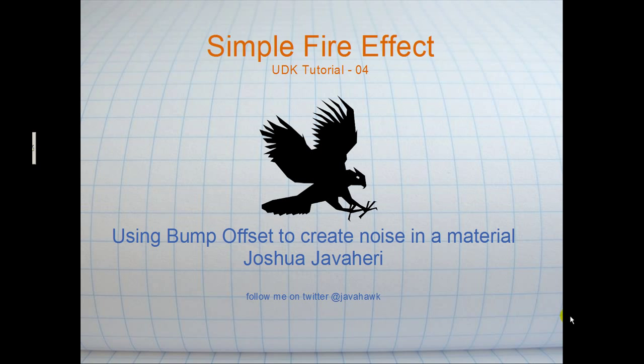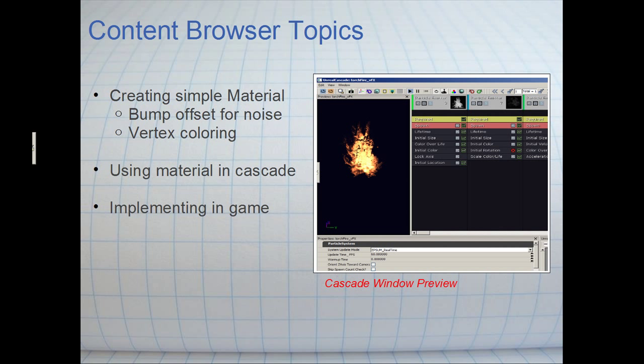Today we're going to talk about using bump offset to create noise in a material to create a simple fire effect. We're going to use two texture samples in the material, and we're going to use vertex coloring to colorize the material in Cascade. So it'll be a quick and dirty introduction to Cascade, which is the visual effects editor in Unreal Engine 3. And finally, we'll implement it in game. Hope you enjoy the tutorial.